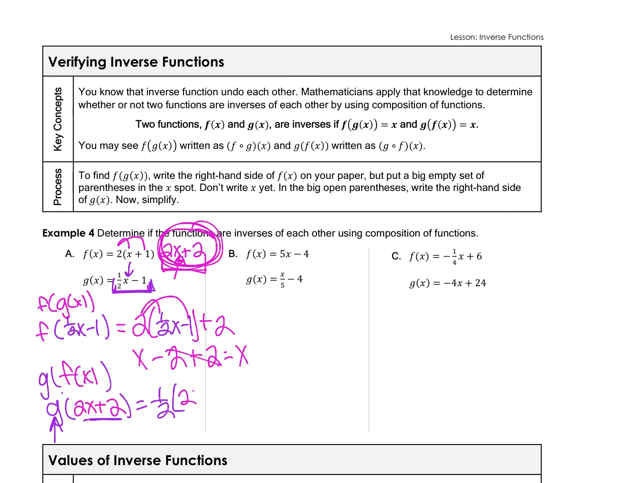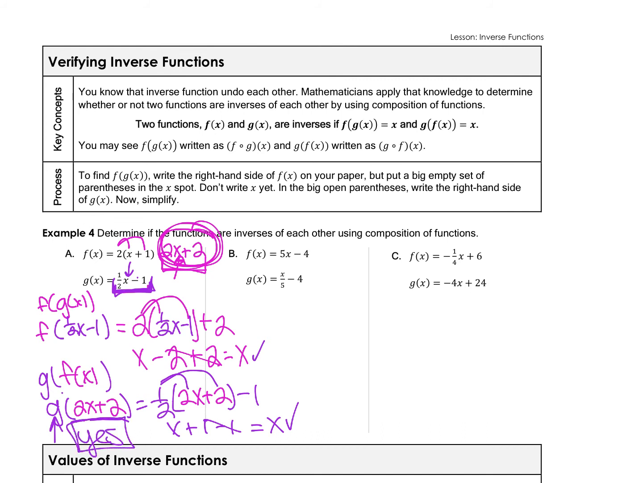I'm putting 2x plus 2. And then I need to subtract 1. So I looked at this equation here, and I'm replacing my x with that input. So now I need to distribute. So that's x plus 1, and then minus 1, which those cancel, equals x. So both of them equaled x, which means, yes, these are inverses of each other.